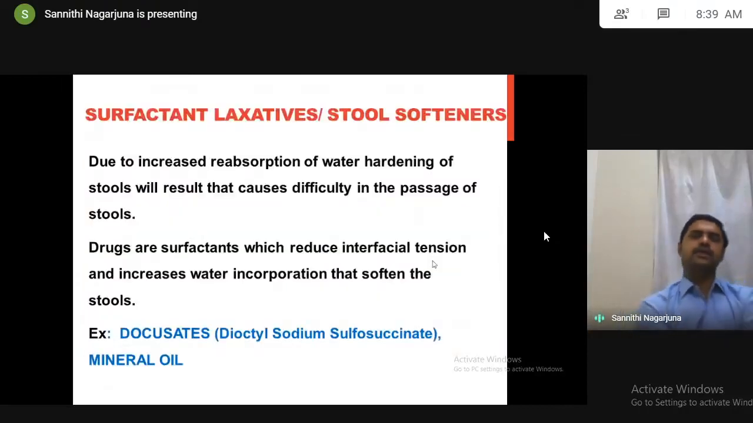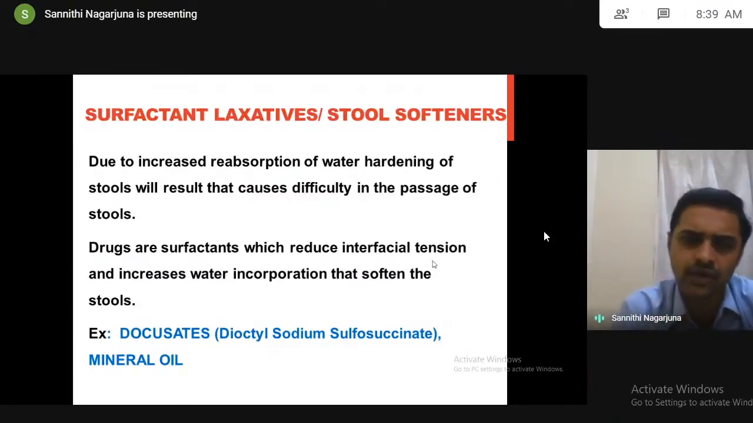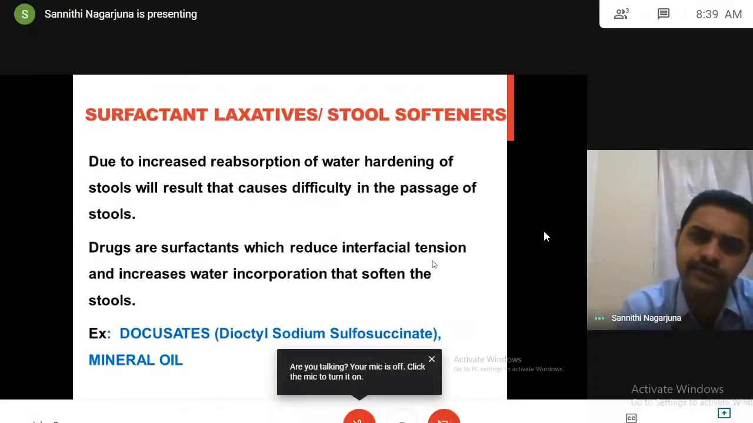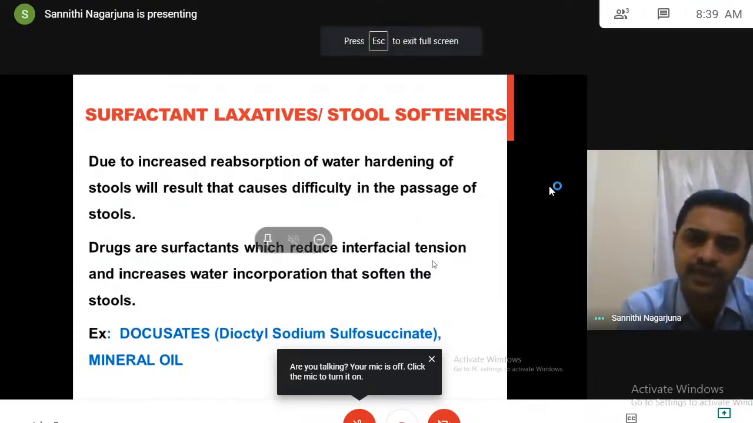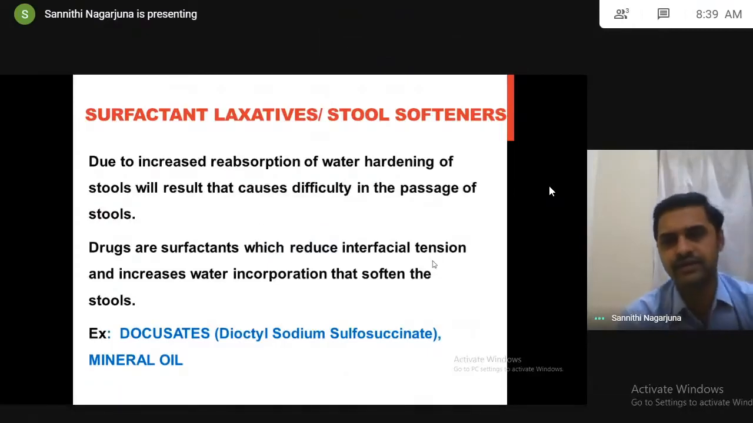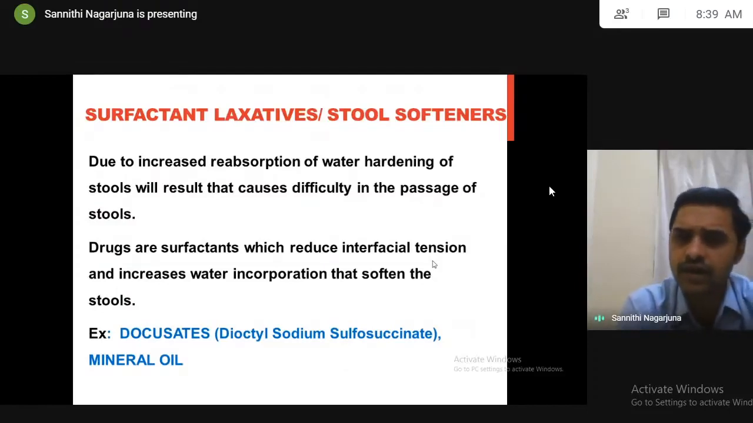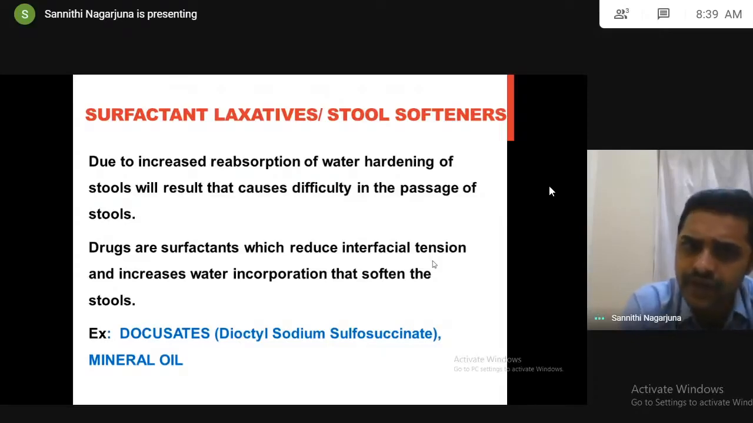Finally, coming to the last one, surfactant laxatives. These surfactant laxatives are also called stool softeners. From the name itself, stool softeners are agents which soften the stools. They are used in conditions of hardening of stools.